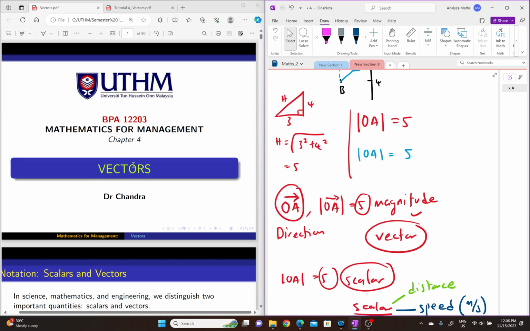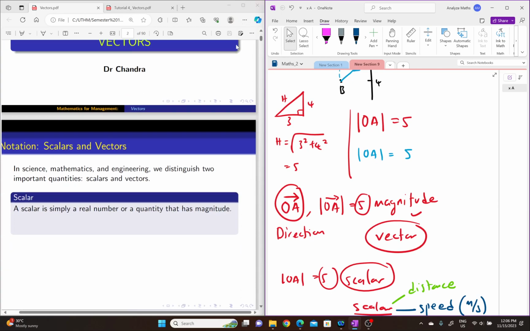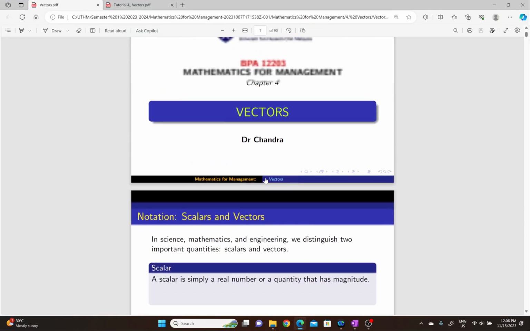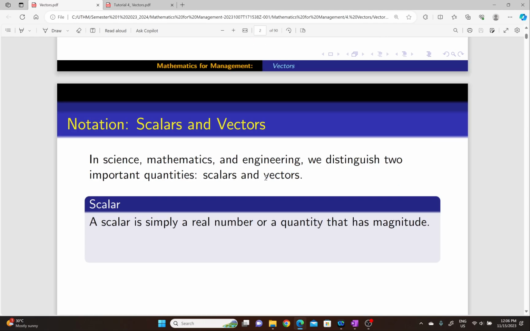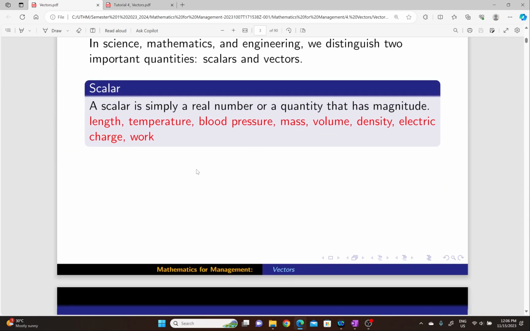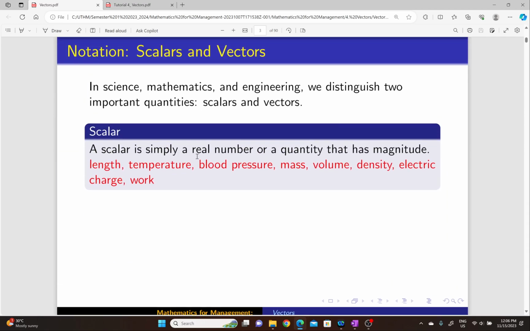Now let us go through the slide. As I told you just now, I have introduced scalars and vectors. You can read it yourself. A scalar is simply a real number, just a number or quantity that has magnitude. We can measure the quantity only. For example, length, temperature, blood pressure, mass, volume, density, all these are scalars.